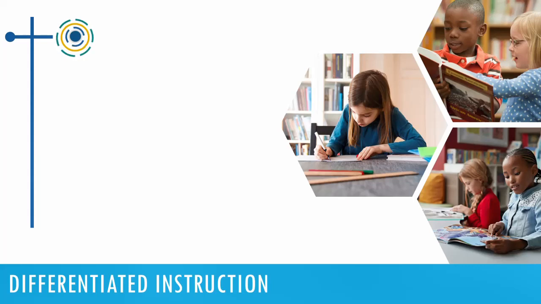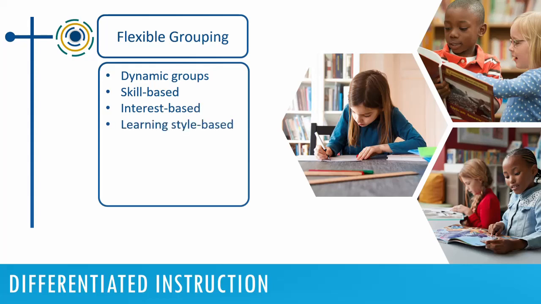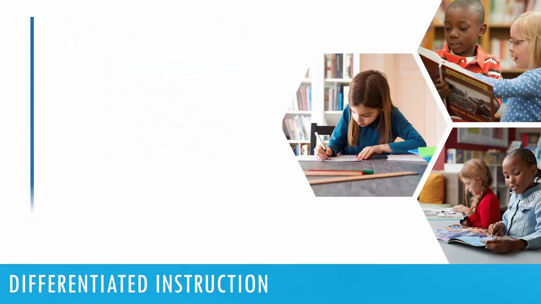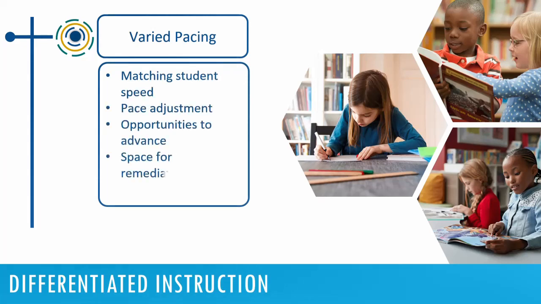Differentiated instruction. Flexible grouping. Organizes students into different groups based on their skill level, interests, or learning style. Allows teachers to provide targeted instruction that meets each student's unique needs. Varied pacing and instructional levels. Recognizes that students learn at different speeds and adjusts the pace of instruction accordingly. Provides opportunities for advanced work or additional support where needed.